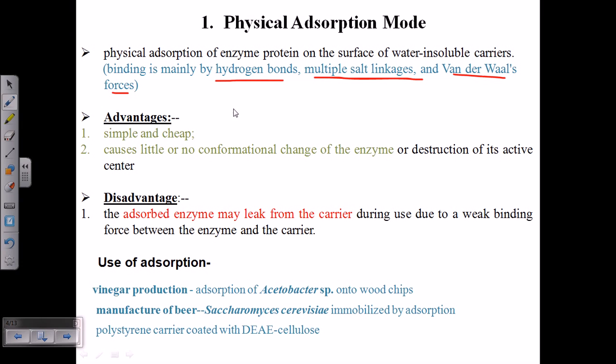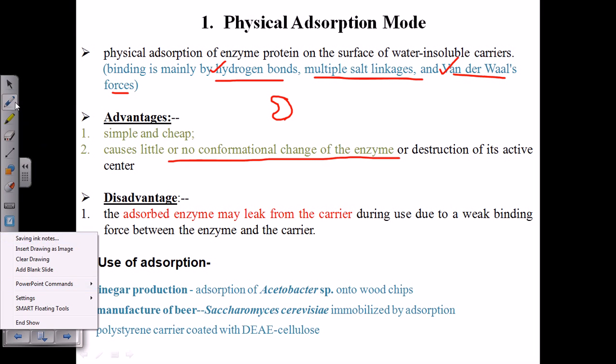Now the advantage is that this is very simple and cheap, because it's a simple attachment via hydrogen bonds or multiple salt linkages, and we all know that hydrogen bonds are a weaker force, van der Waals is also a weaker force, so it is a weak bond. It causes little or no conformational change of the enzymes due to the mechanical surface to surface attachment.